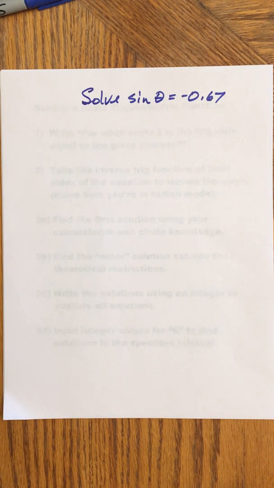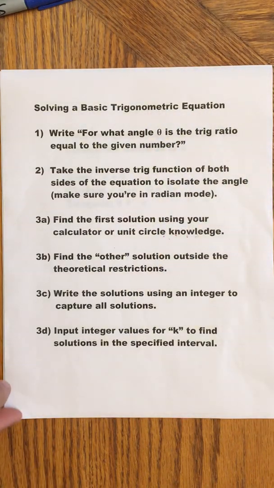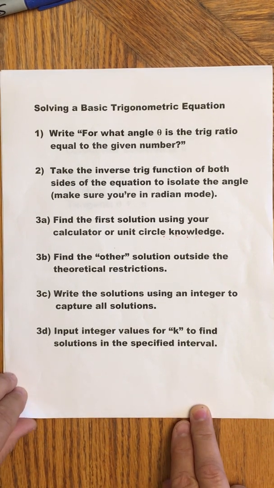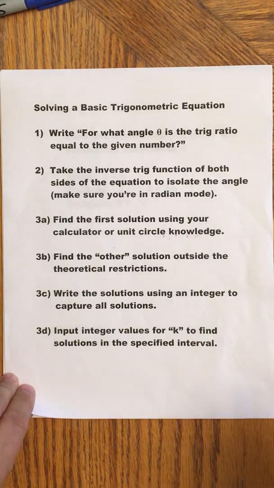is sine of an angle. Where is that equal to? Negative 0.67. And then here are the steps I use to solve the basic trigonometric equation. I go through them more extensively in other videos, and I also have graphs so you can see what you're solving for, but this is more straightforward, just solve it.